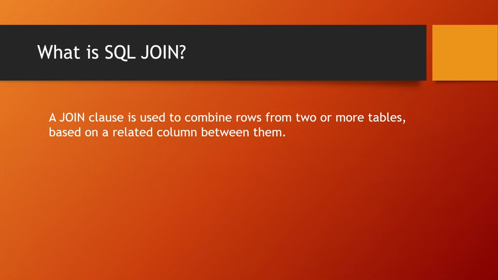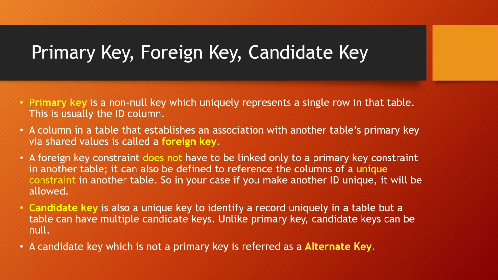What is SQL join? A join clause is used to combine rows from two or more tables based on a related column between them. So when we want to join two or more tables, or we want to fetch records or data from two or more tables, we use the join clause.